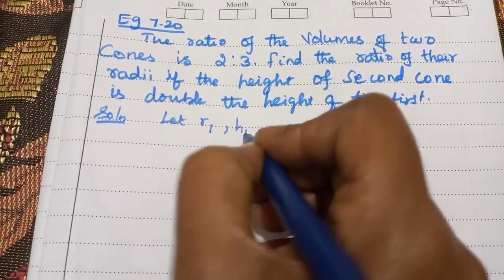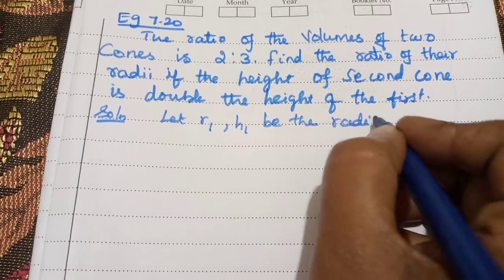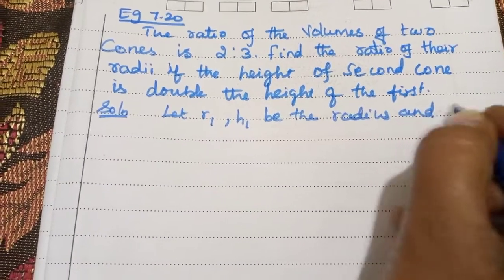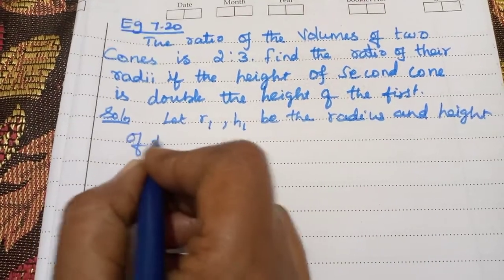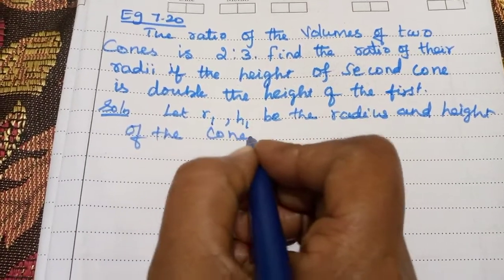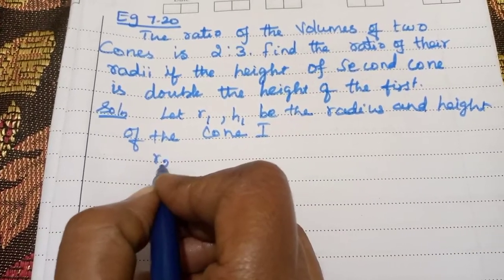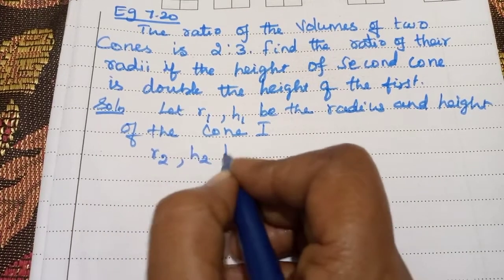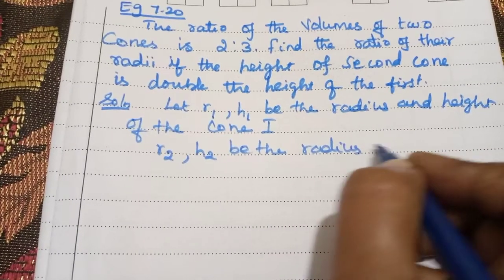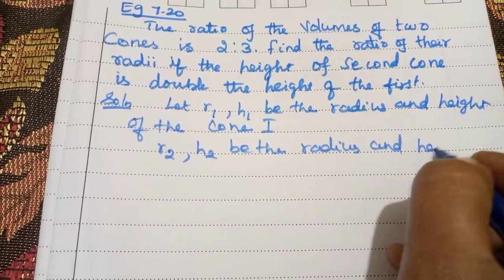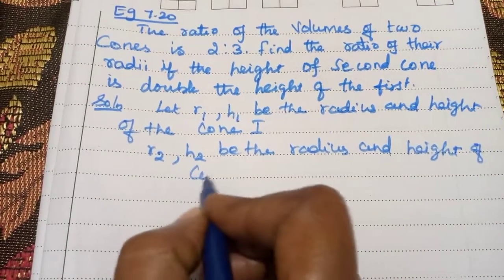R1 comma H1 be the radius and height of the cone 1. Here two cones mentioned. Okay, and R2 comma H2 be the radius and height of cone 2.